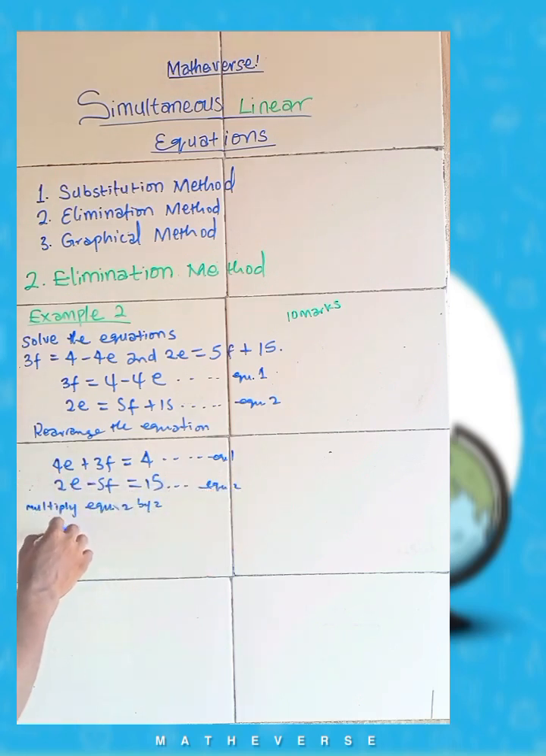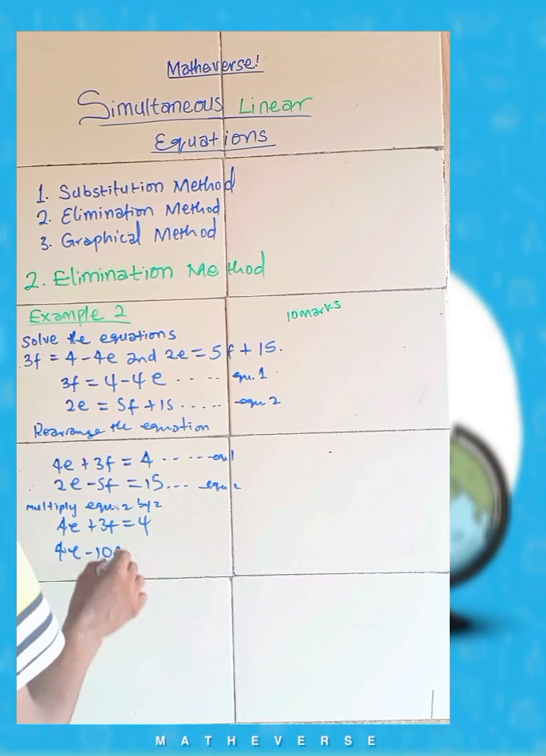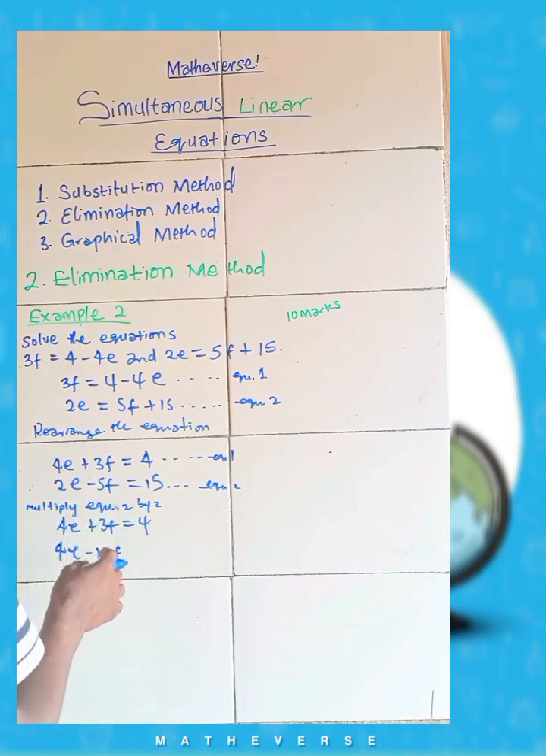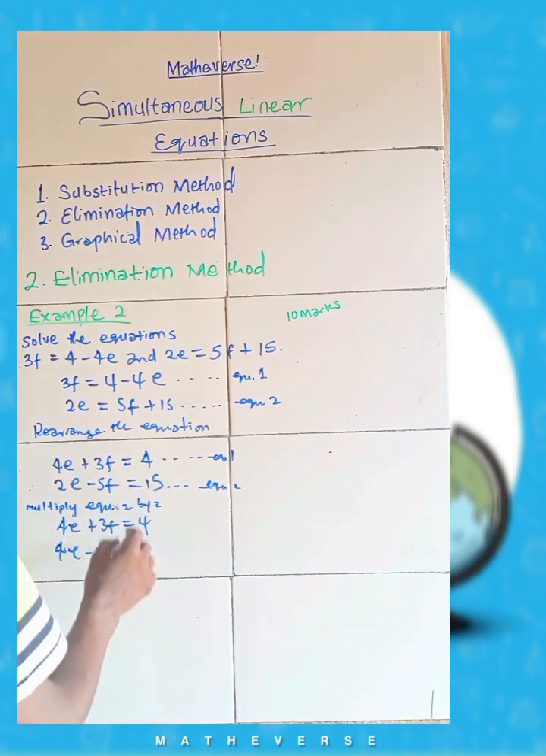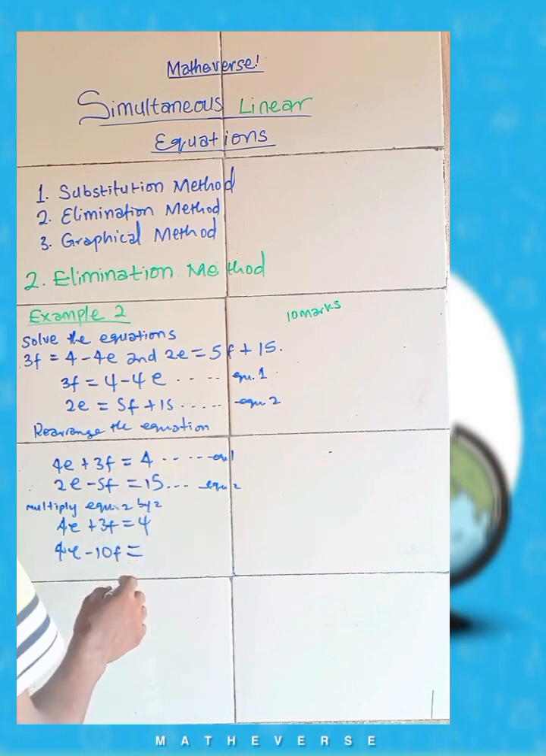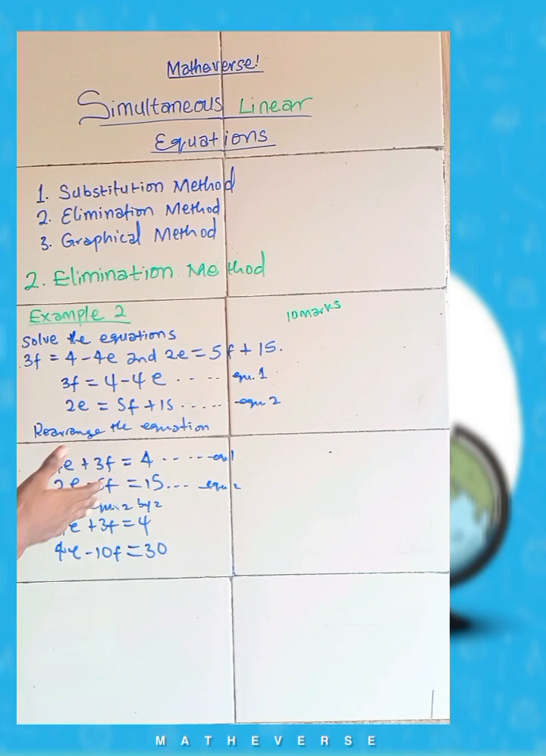We'll get 4e remains. This is 4e plus 3f equals 4. Then equation 2, we'll get 4e. 5 times 2 will give us 10f, then equals what? 15 times 2 will give us 30. Right? So that's done. We already have 4e minus 10f equals 30. Then let's subtract equation 3 from equation 4 to eliminate the e terms.